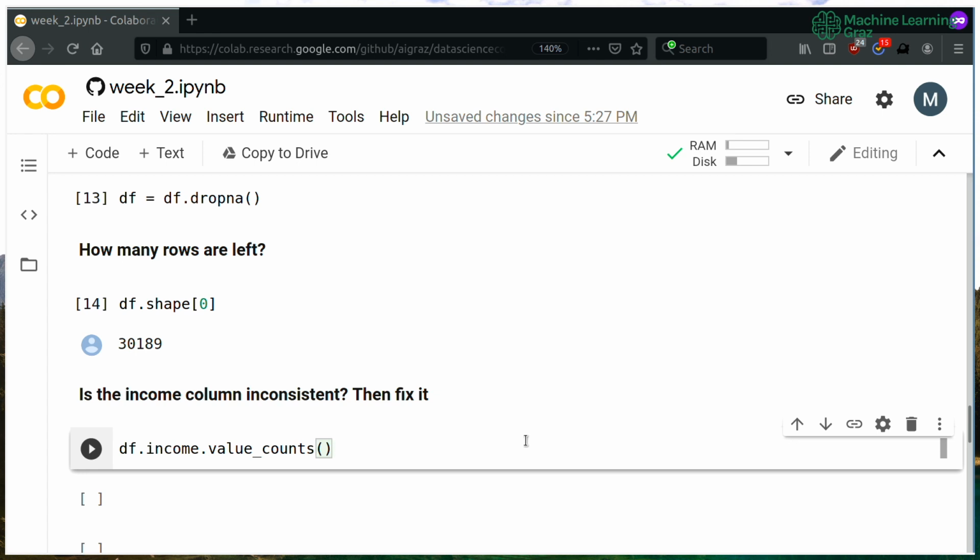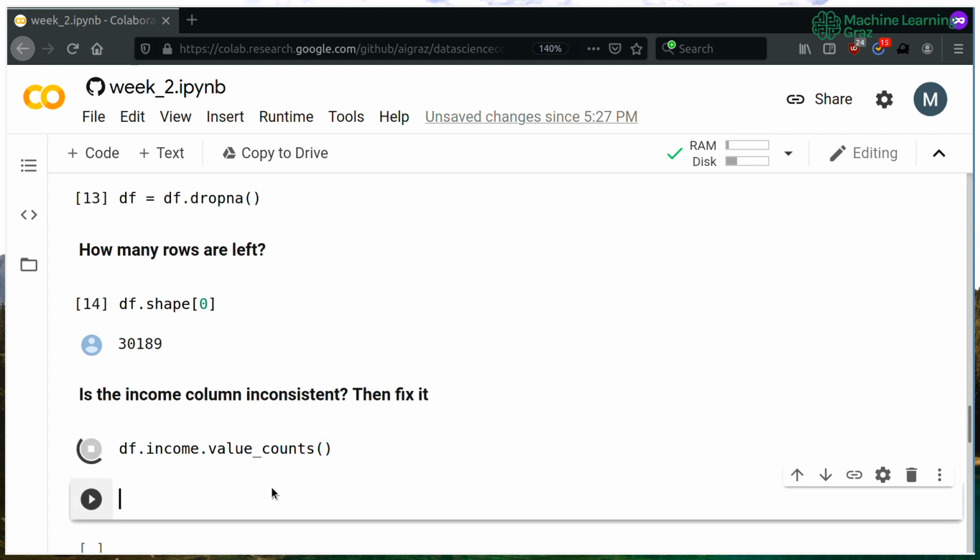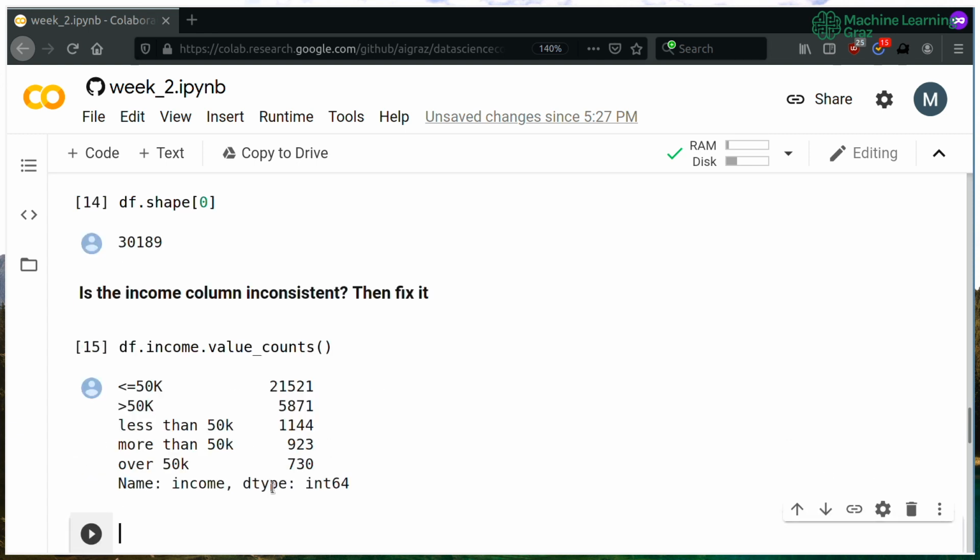So why do we have inconsistent data? Let's check the column called income, and here's already a line of code written. This is df.income.value_counts, and value_counts returns the number of occurrences of every value, so it will extract every unique value and tell you how often it occurs. So we can see here that we have smaller equal than 50k, bigger 50k, but that's also written in a different way, actually spelled out, less than 50k, more than 50k. And finally, we also have this one case, over 50k, which is the same thing as more than 50k.